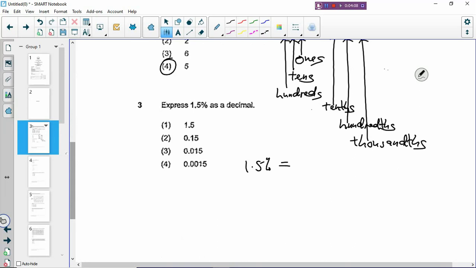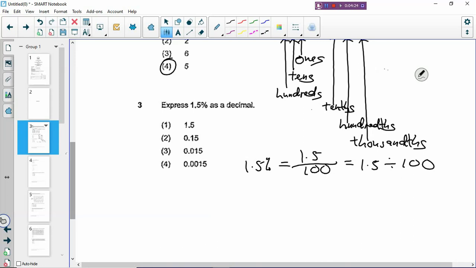Whatever percent that you're given is always out of 100, so the percent is over 100. And then what does this fraction tell you? It tells you that it's dividing. For example, 1.5 over 100 is also 1.5 divided by 100.